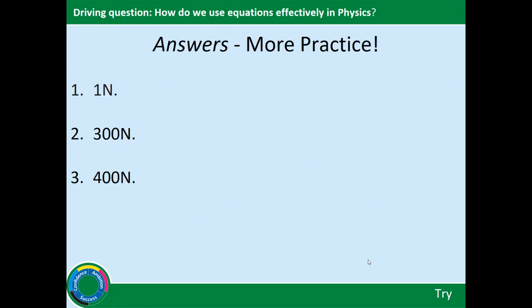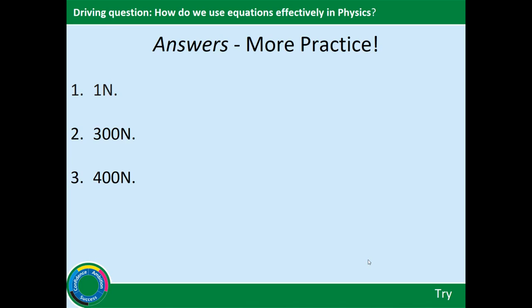Right, let's look at the answers now. The first one should be 1 newton because it's 0.1 kilogram multiplied by 10. The second is 30 multiplied by 10. The mass is 30, g is 10. The third one, m is 40 and g is 10. So 400 newtons. Hope you had all three correct. If not, I suggest you go back, go through those first few slides and attempt them again and see if you get the answers.